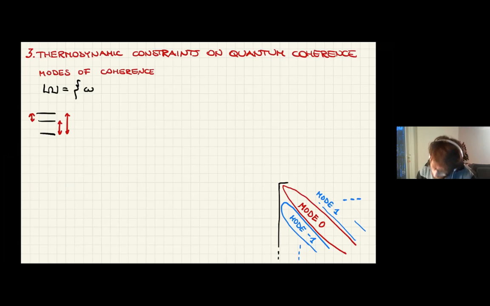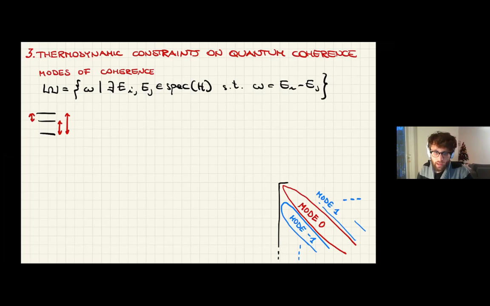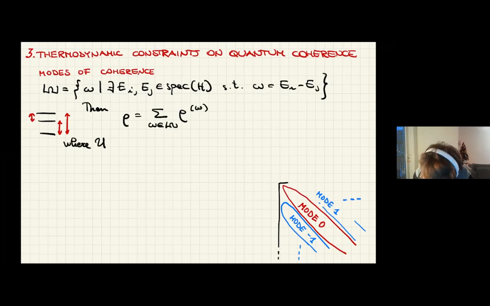Okay, so I'm going to write it now in math. This is the set of omega such that there exists some energies E_i, E_j in the spectrum of the Hamiltonian, such that omega is just the difference between these two energies. I'm just saying it's the set of all possible gaps in your spectrum, in your quantum system. Then, if you do that, you can decompose rho as a sum over all modes of this quantity here, rho of omega. What is this rho of omega? Well, it's all of the parts of the state that are transforming under time translations with speed omega. So they take a phase equal to omega.